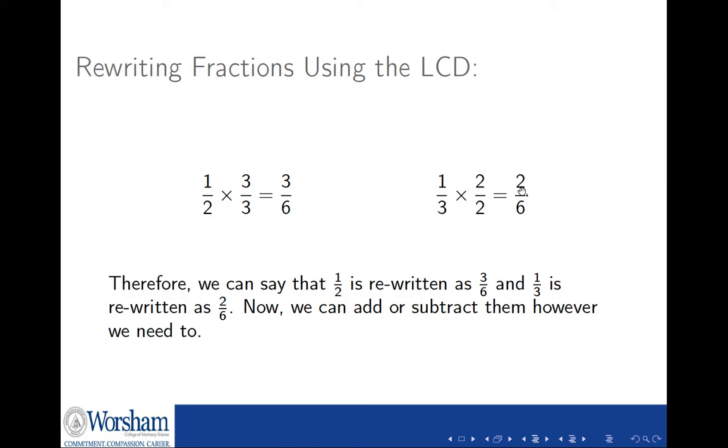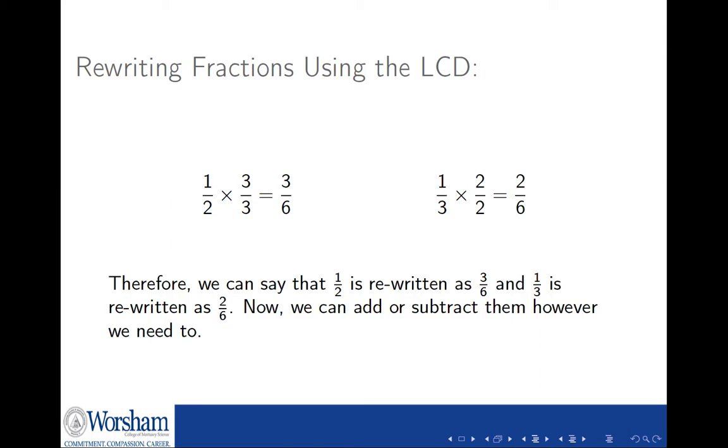So therefore, we can say that 1/2 can be rewritten as 3 over 6, and 1/3 can be rewritten as 2 over 6. Now the next step after this would be adding and subtracting. Okay? We're not going to do it in this lesson right here because that's going to be saved for another lesson. All right? But in order to add or subtract them, you have to have the same denominators. So that's why we have to have it as something over 6 for both fractions. All right?